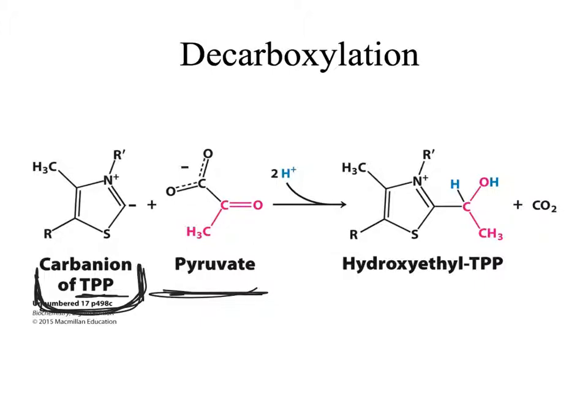But the TPP, which is that coenzyme or prosthetic group, is going to form this carbanion, and the carbanion is going to attack the carbonyl group of pyruvate. Okay, going to attack that carbonyl group of pyruvate, and decarboxylation will occur. The charge of that TPP carbanion is going to help stabilize this process, and we'll be able to form this intermediate here, hydroxyethyl TPP, which we'll then see goes through several subsequent steps.